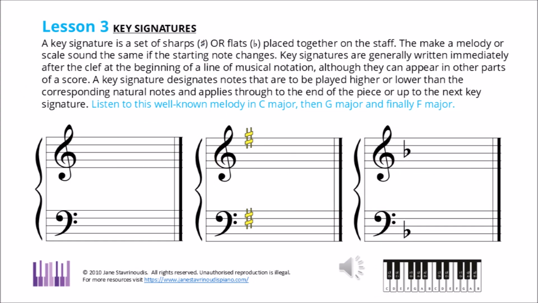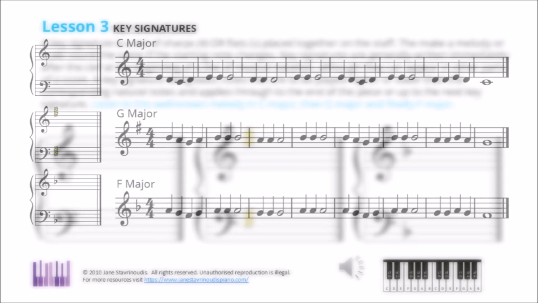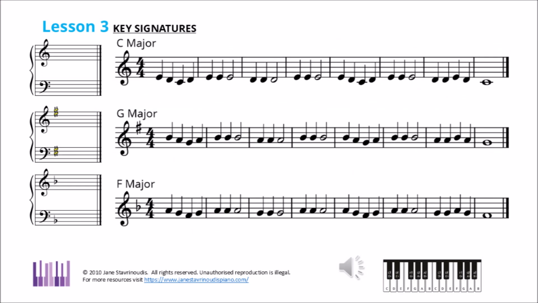Key signatures are a set of sharps or flats placed together on a staff. They make a melody or a scale sound the same if the starting note changes. If this happens, then the key changes too, and we will need a sharp or a flat to make the sound match the original. A key signature will tell you which note is to be played as note number 1. Listen to this well-known melody that is first in C major, then in G major, and finally in F major.